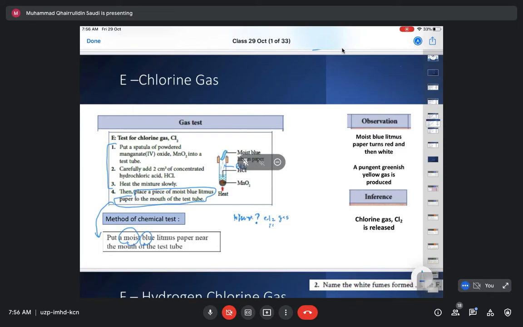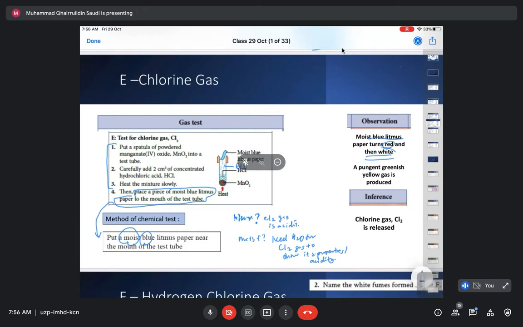Why moist? Okay, because we need water for chlorine gas to show its properties or acidity. Okay, what is the observation? Our moist blue litmus paper will turn red and then white.